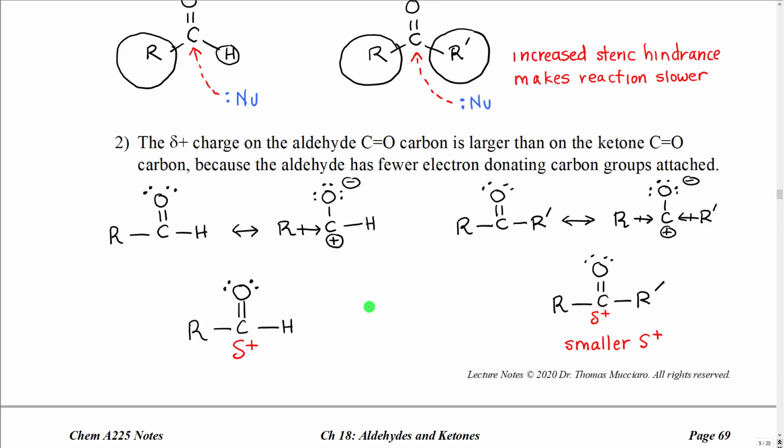If we recall from our discussion of nucleophilic substitution and carbocation stability, carbon groups are electron donating when compared to hydrogen. So the aldehyde has only one electron donating carbon group to stabilize this carbocation-like structure, whereas the ketone has two. Because the ketone has two electron donating carbon groups, that effectively makes the partial plus smaller in the ketone than it is in the aldehyde. So again, nucleophiles are going to be less attracted to the ketone. The aldehyde should react faster.